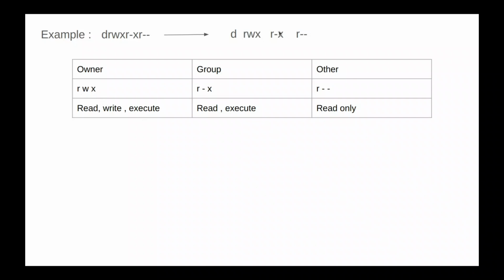The next 3 characters represent the group permission of the file. According to this, the group can read and execute the file. At last, it shows us the others' permission associated with this file. In this case, others can only read the file. They are not allowed to write or execute the file. Let's jump back to the terminal to test these things.